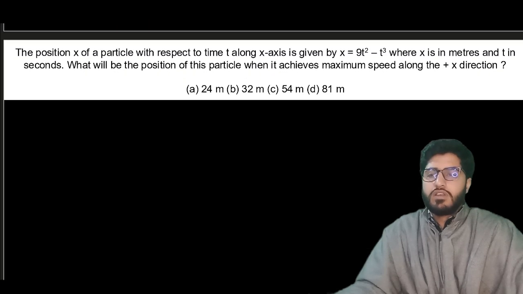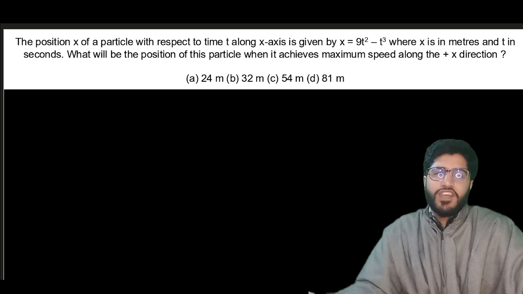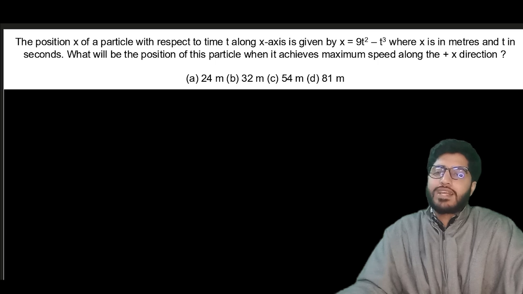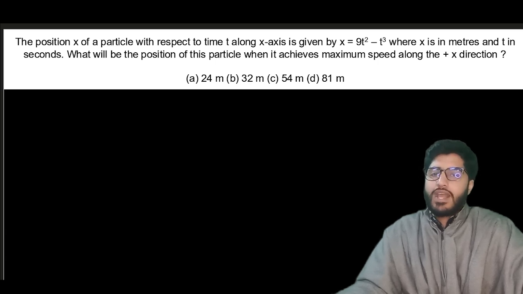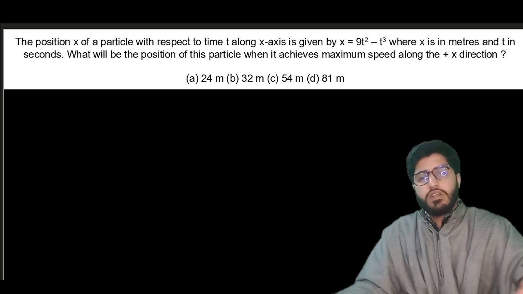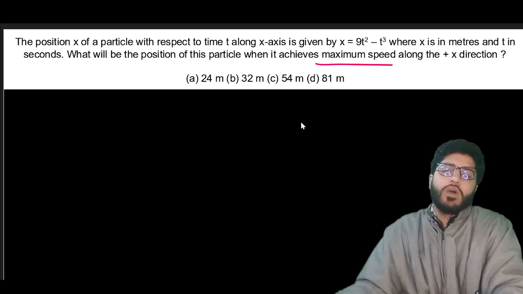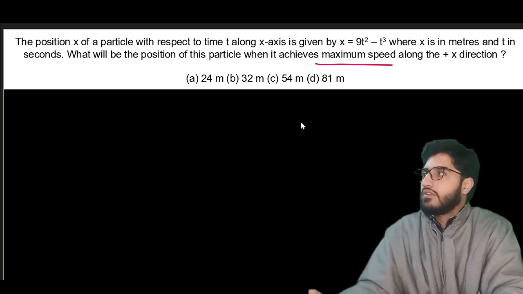Okay, less than 40 seconds to do these numericals. The position x of a particle with respect to time t along the x-axis is given by the expression, where x is in meters and t in seconds. What will be the position of the particle when it achieves maximum speed? Okay, so there is a maximum speed. Maximum speed means where the acceleration will be 0, at that particular instant where the acceleration is 0.